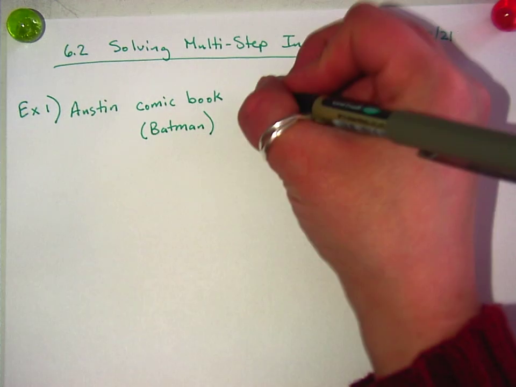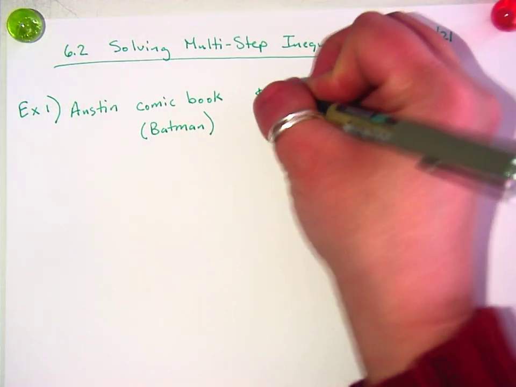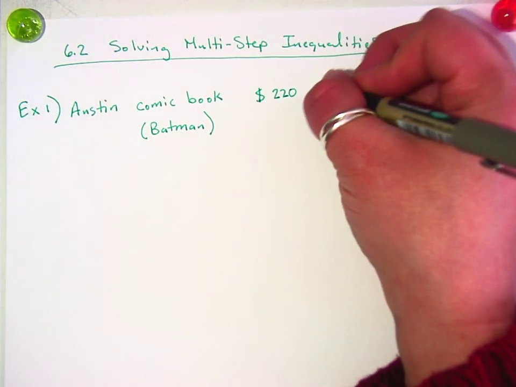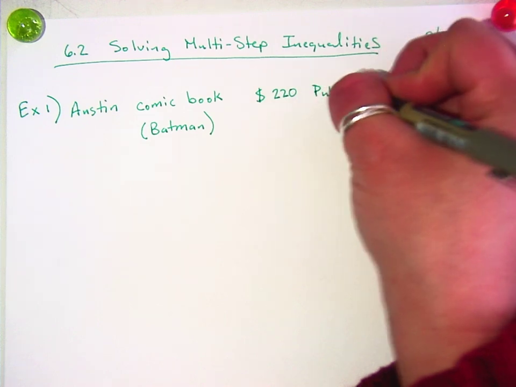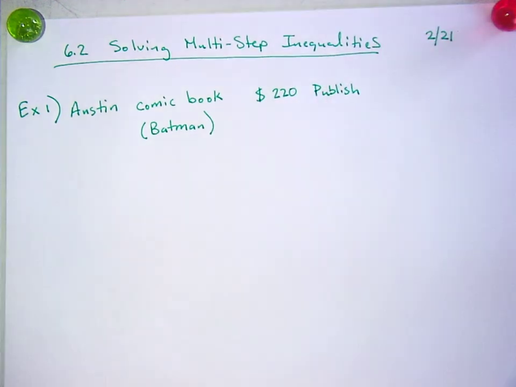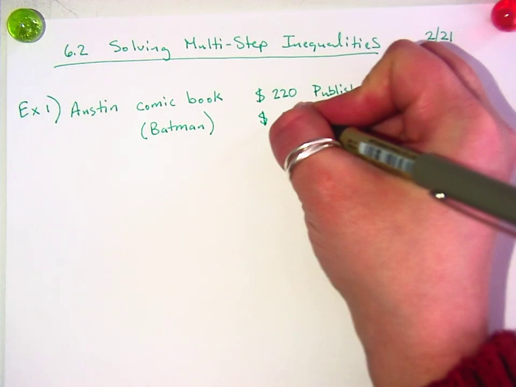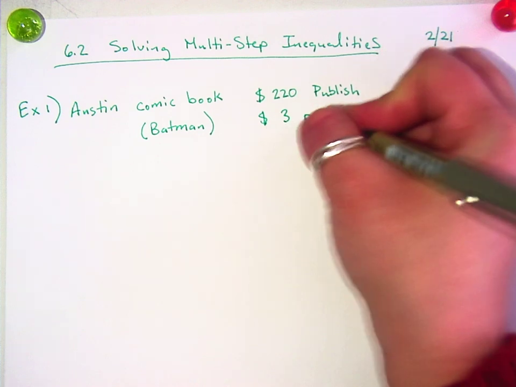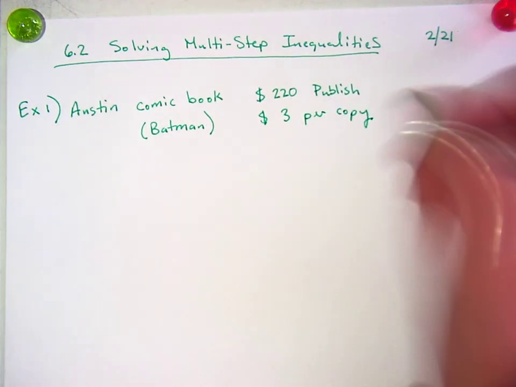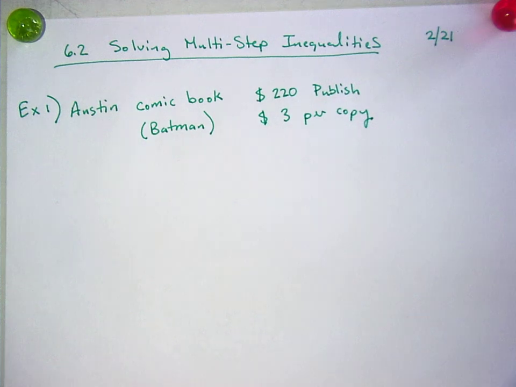So you call up a publishing company, and they say, look, it costs $220 to publish the comic book. And that's just to do all of the stuff online that they have to do. And then it's an additional, let's say, $3 per copy to print them. So which one is Austin paying one time? The publishing price, that's $220 he has to pay once, okay? And then every time he prints a copy of the comic book, he has to pay $3. Does that make sense to everybody?